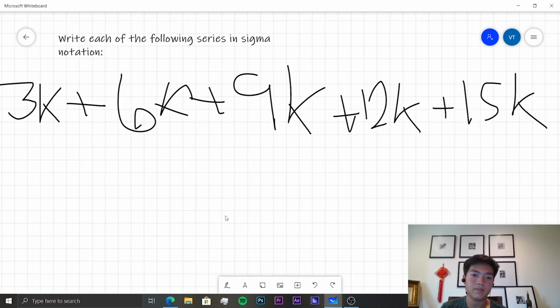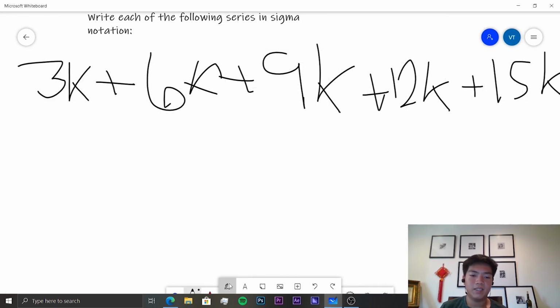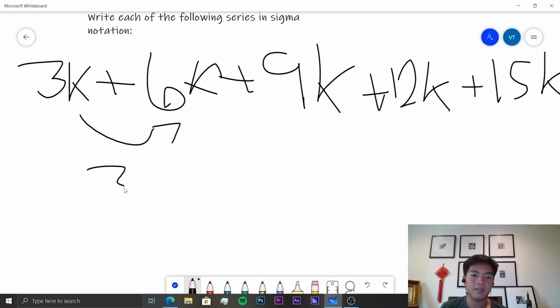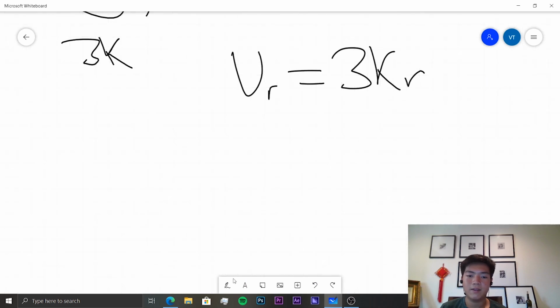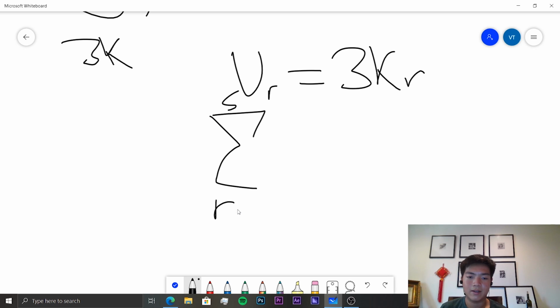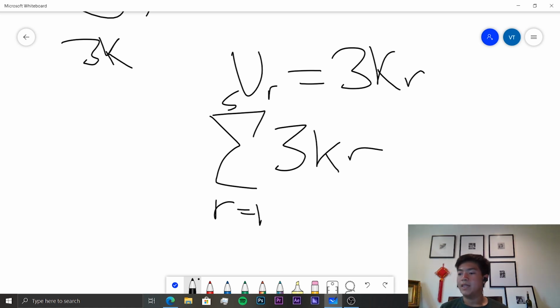Right. And, well, what's the series here? Each term is increasing by 3k, and so we're going to be using two variables in the sigma notation. Clearly it starts at 3k, so our sequence u_r is equal to 3kr. Finally, since we only have 5 terms, the sigma notation is simply ending at 5, starting at 1, 3kr. And that's it. So that's the end of chapter 1.1.